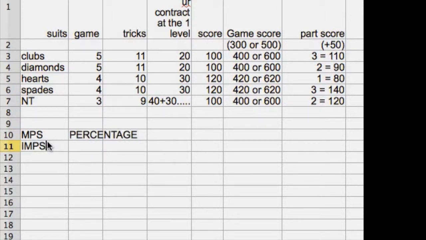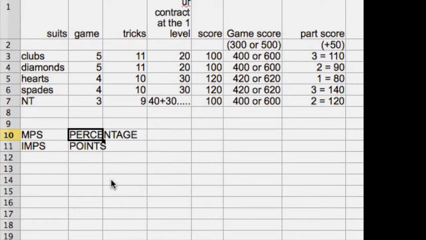Whereas IMPs is points. What's the difference? The difference is this. The percentage depends on how many people have got your score.